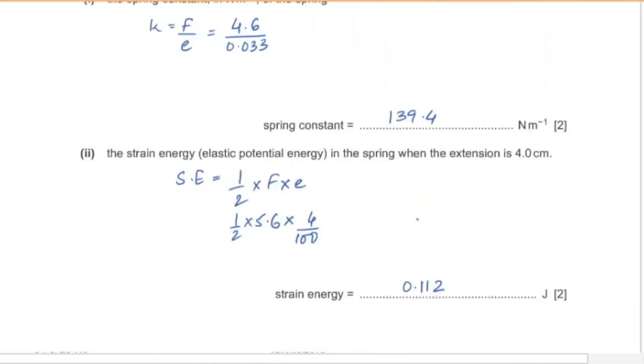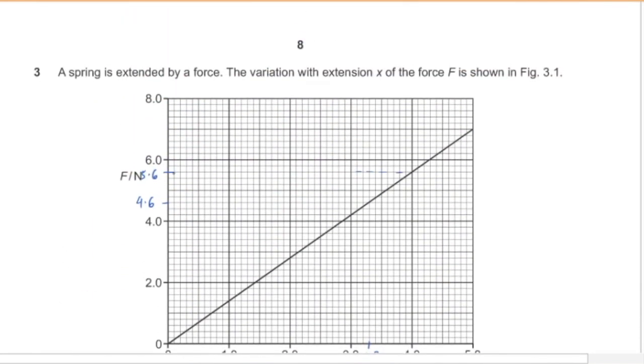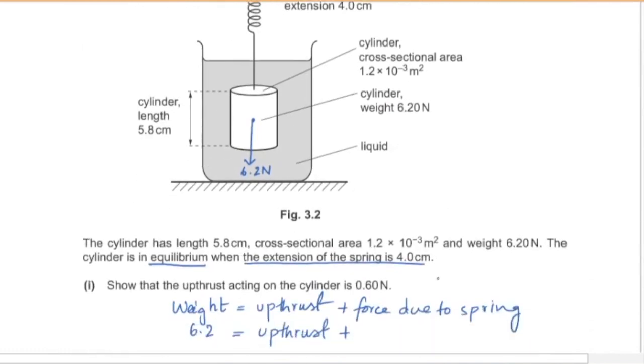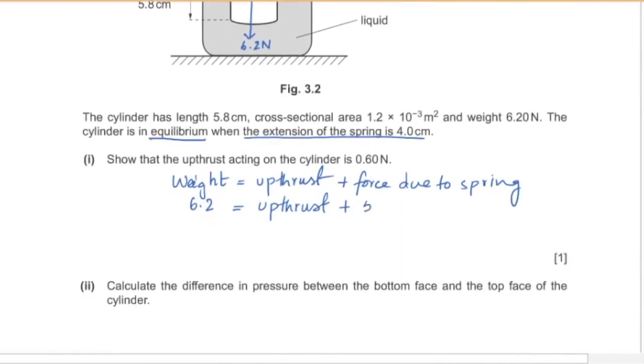So when the extension of the spring is 4 centimeters, the force that's being exerted on the spring is 5.6 newtons. So 5.6 newtons of force acts upwards. Hence the upthrust is equal to 6.2 minus 5.6, and that's equal to 0.6 newtons.